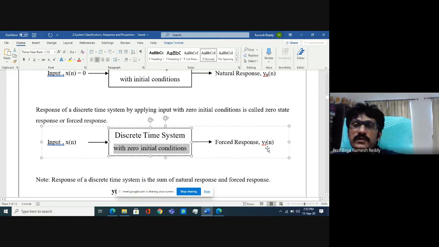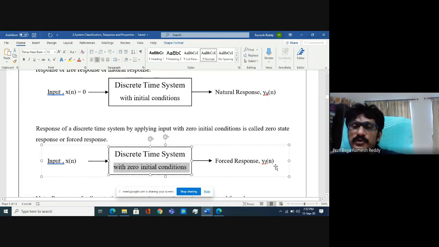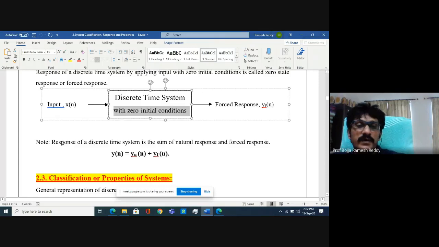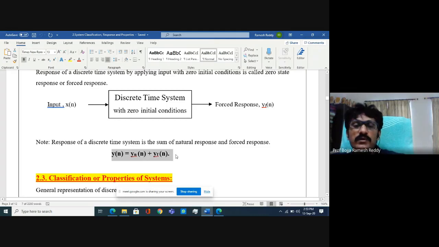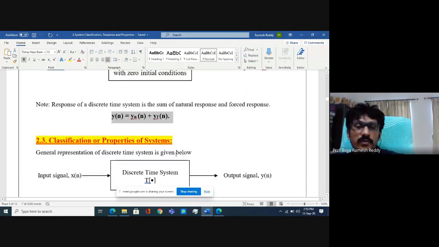And the sum of these two, natural response and forced response, is called the response of a system. The response of a discrete time system is the sum of natural response and forced response. Y of n is equal to yn of n plus yf of n. This is one important formula, and we will see problems also.